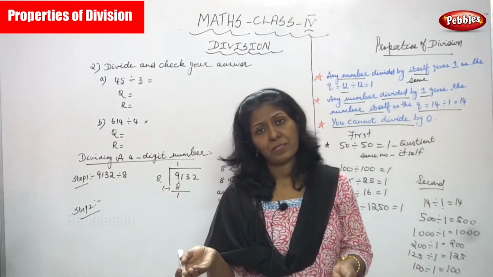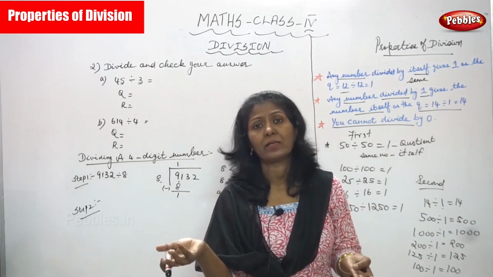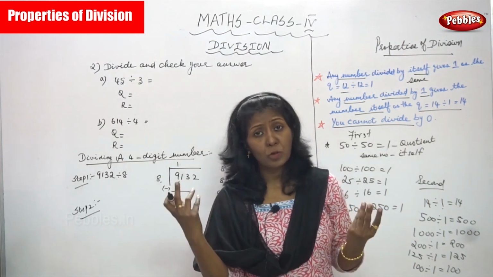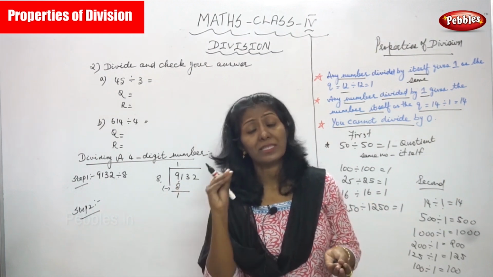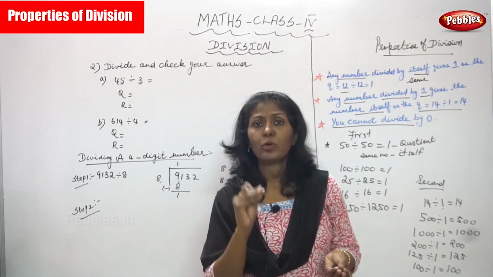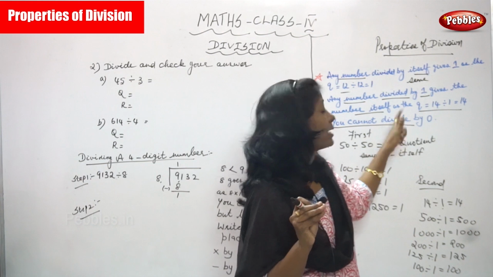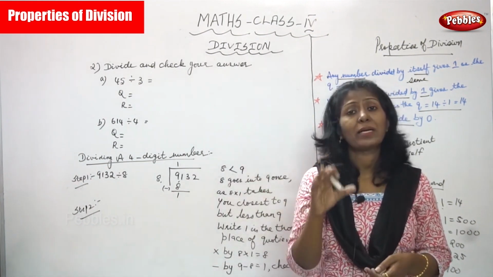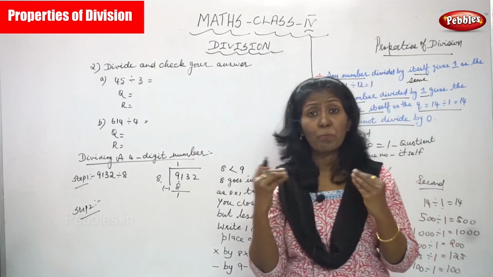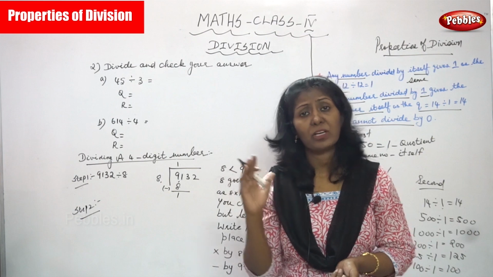You cannot divide by 0. For example, 100 divided by 0, you cannot define. It is not measurable. That is the meaning. This is the major property: you cannot divide by 0. 100 divided by 0, you cannot define, which means there is no meaning for it.